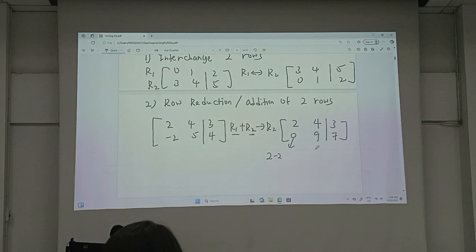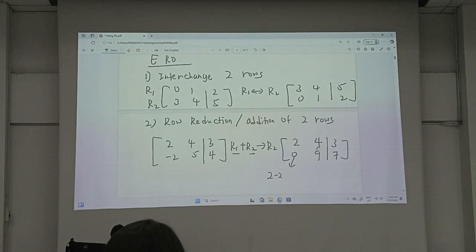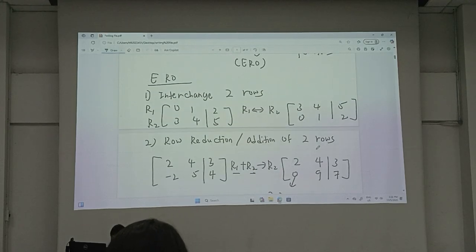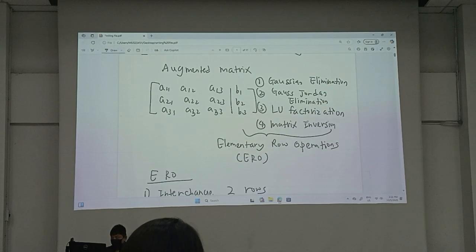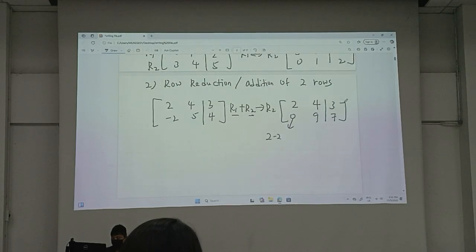Okay, so now we will go into the first method, Gaussian elimination.